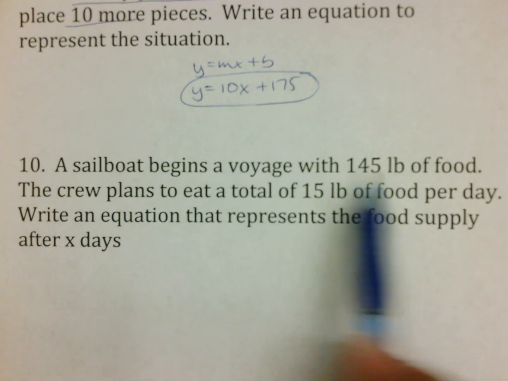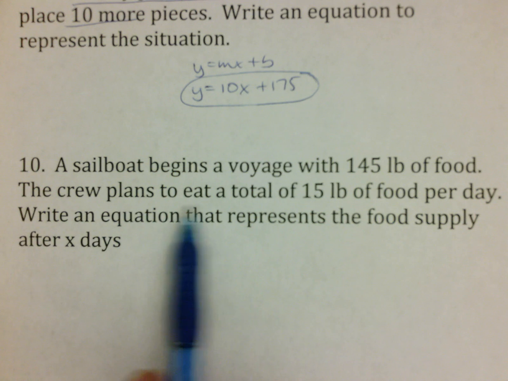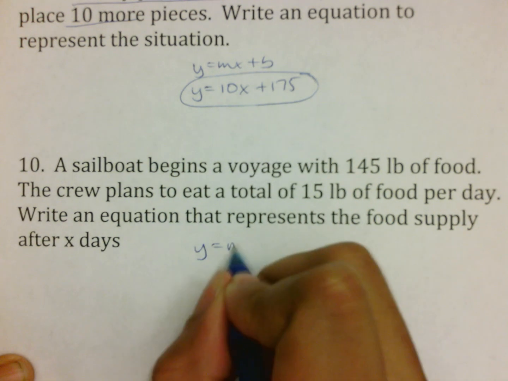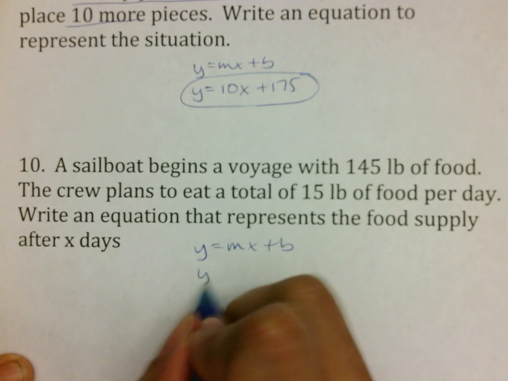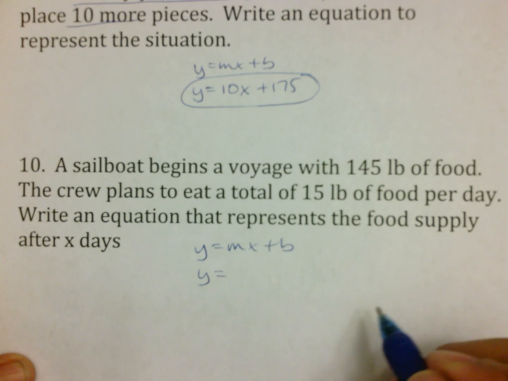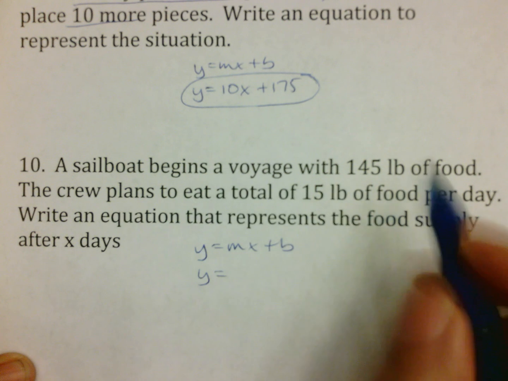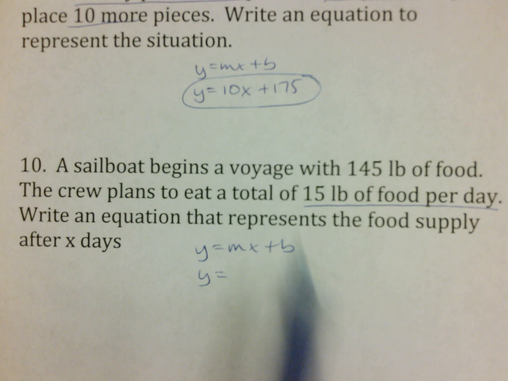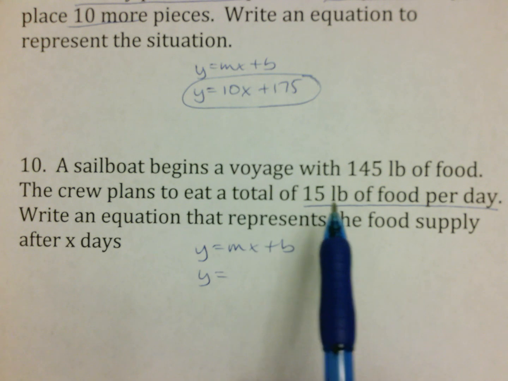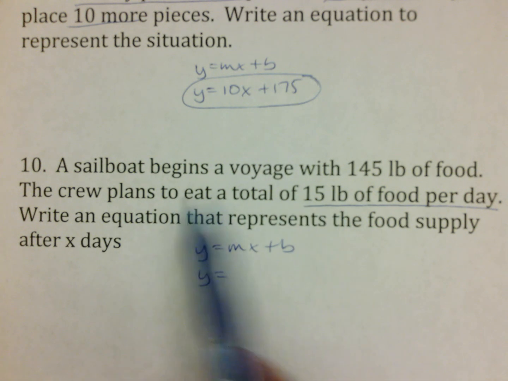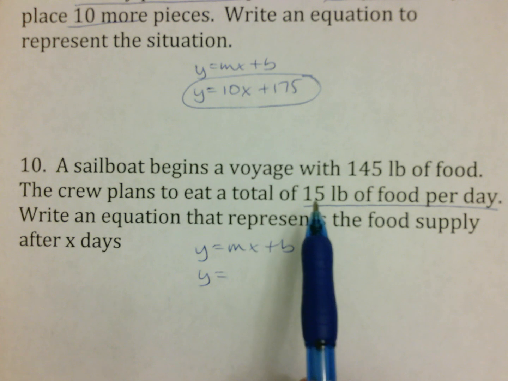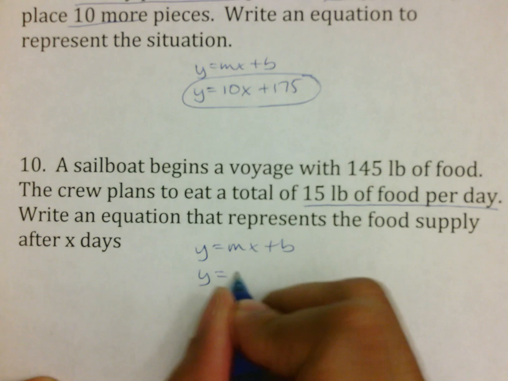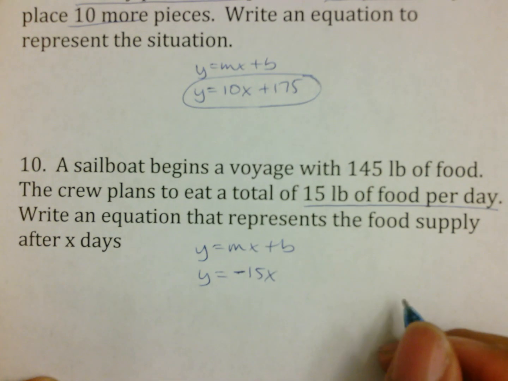A sailboat begins the voyage with 145 pounds of food. The crew plans to eat a total of 15 pounds of food per day. Write an equation that represents the food supply. Again, we're talking y equals mx plus b. We find our m by finding the word each, per, or every. From what I see, we're eating 15 pounds of food per day, and again, this is where you have to be careful. We are eating 15 pounds of food per day, and you have to think about the fact that if you're eating 15 pounds of food per day, your food is not going to go up. It's actually going to go down, which means that this represents a negative 15.